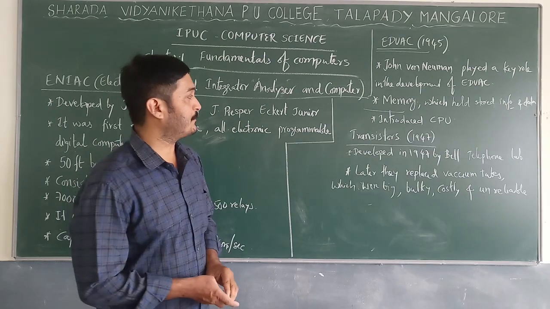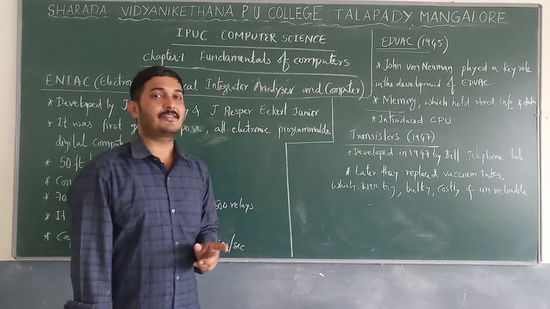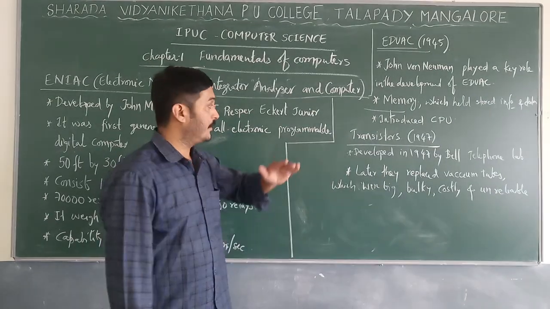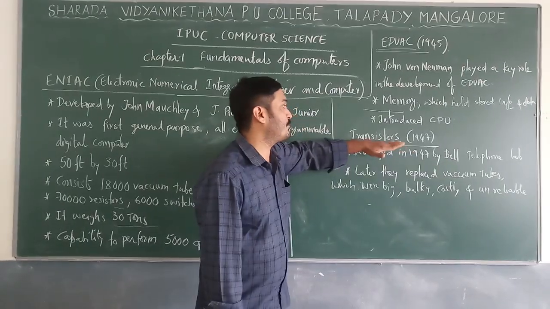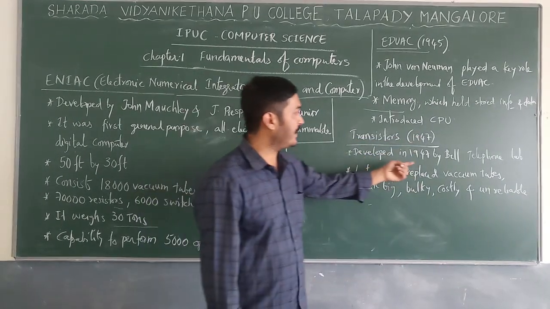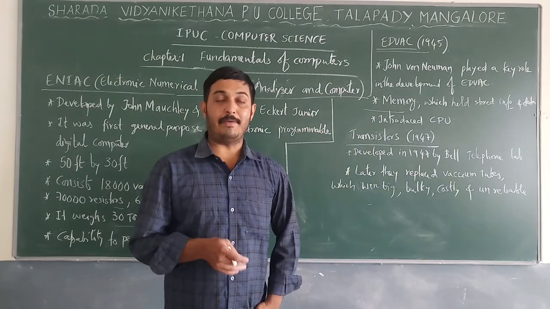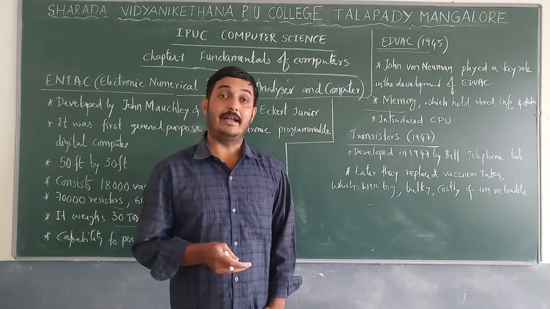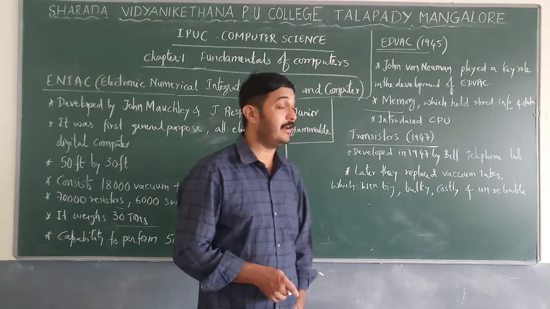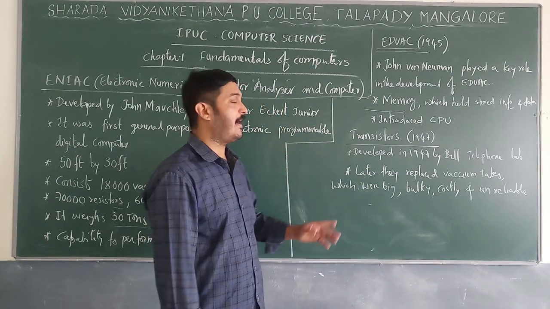And the next concept is the transistor. Actually a transistor is a small part. Vacuum tubes were replaced by transistors during 1947. It was developed in 1947 by Bell Laboratory, and now Bell Laboratory is renamed as AT&T Lab. Bell Laboratory is not there now, and later they replaced vacuum tubes.